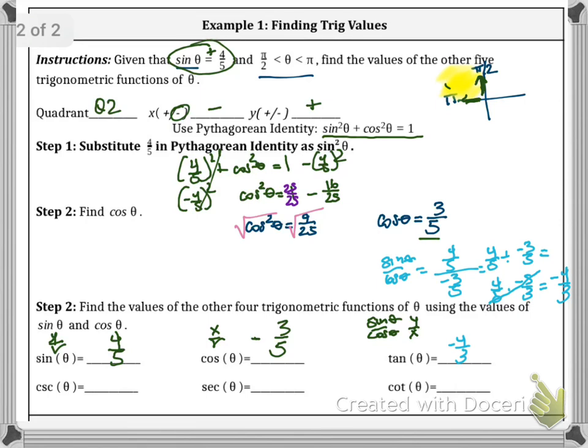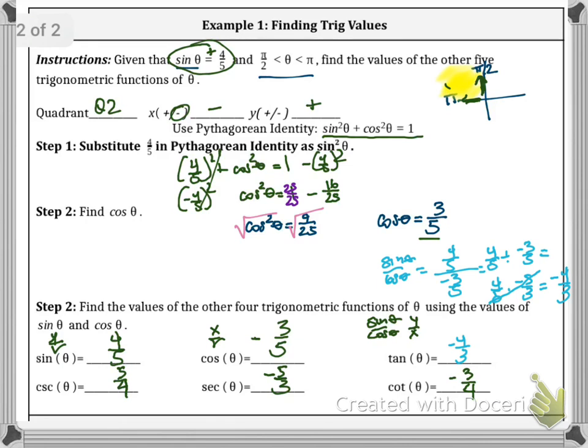Now for the other identities, you just have to flip them all over. So sine, 4 over 5, becomes cosecant, 5 over 4. Cosine becomes secant, which is now negative 5 over 3. And then our cotangent is negative 3 over 4.